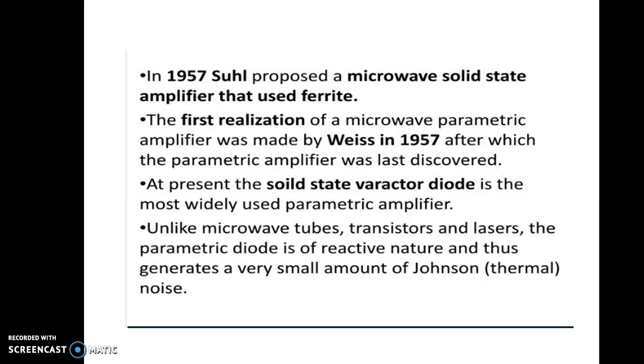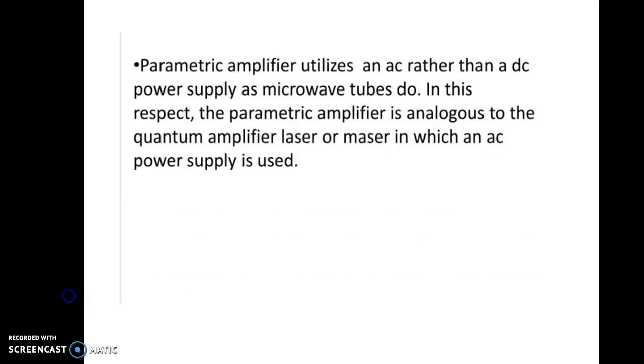Unlike microwave tubes, transistors, and lasers, the parametric diode is of reactive nature and thus generates a very small amount of Johnson noise, called thermal noise. The parametric amplifier utilizes an AC rather than a DC power supply, as microwave tubes do. In this respect, the parametric amplifier is analogous to the quantum amplifier, laser, or maser, in which an AC power supply is required.